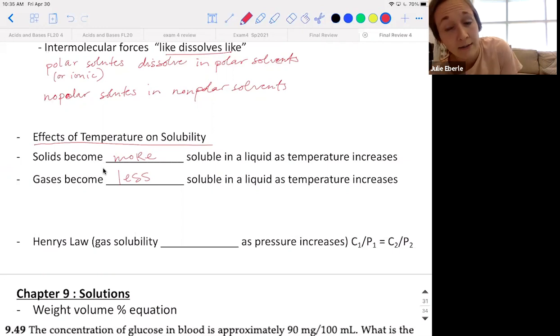I put a question on the exam. I said, if you had a carbonated drink and you put it in your refrigerator, what would happen to the solubility of gas? It should increase because the temperature is decreasing.